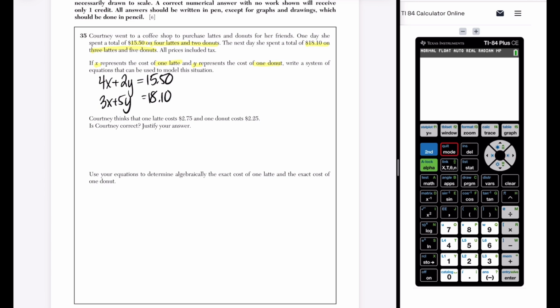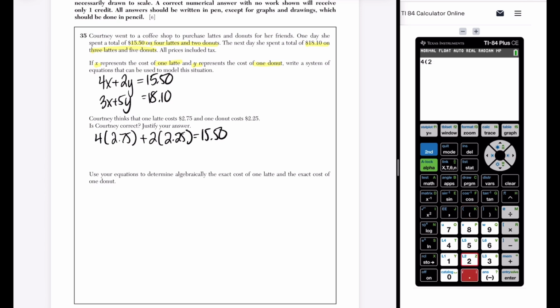Then in the second part, she thinks that a latte costs $2.75 and a donut costs $2.25. Is she correct? And you have to check to see. So pretty much what I'm going to do here is I'm going to check it and put 4 times 2.75 plus 2 times 2.25. Is this equal to 15.50?